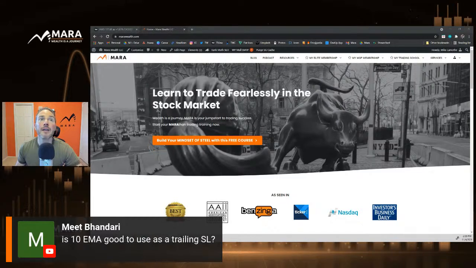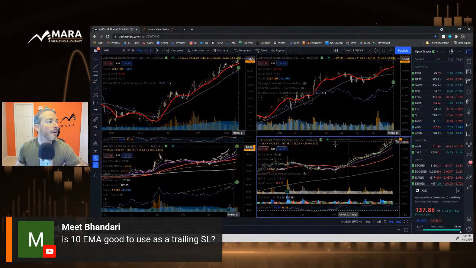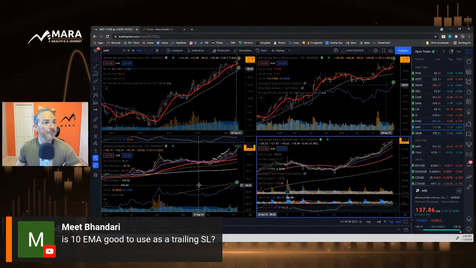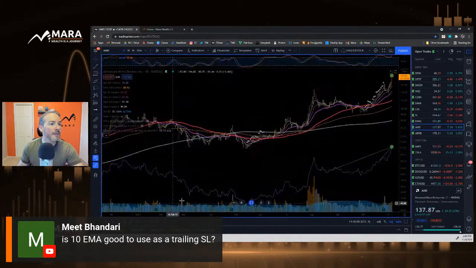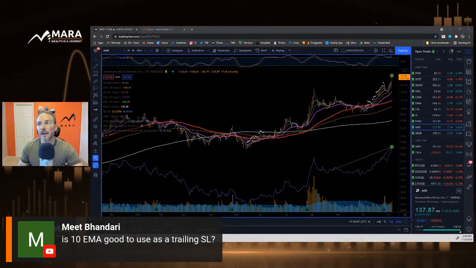Question from Meat. Is 10 EMA good to use as a trailing stop loss? The answer is maybe. It often depends, right? One of the things that I like to do when I'm in a trade is I'll track the different moving averages and which one is being respected, which one is the best guardrail, right?